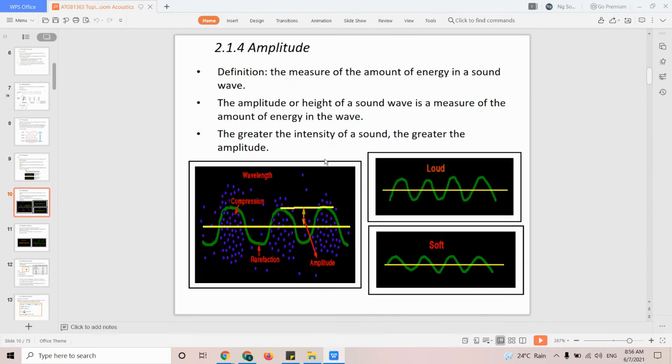Next up is the amplitude, meaning how much energy is coming from the sound wave. Basically, a sound wave is just movement in the air. The higher the amount of energy in it, the greater the sound and the more intense the sound we are able to perceive. So that is what is meant by amplitude.